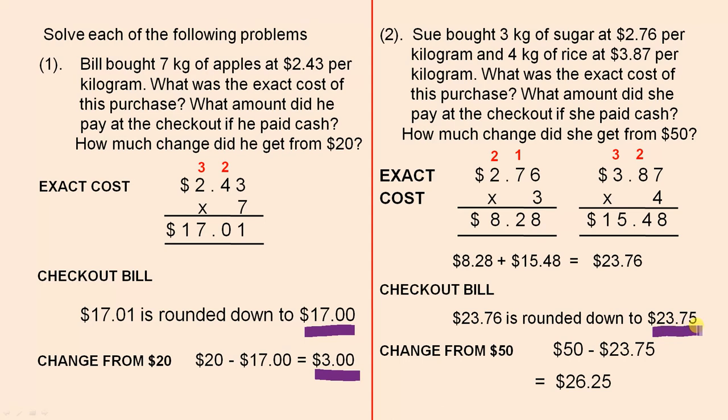Now, the change from $50 will be $50 minus, so you subtract $23.75. So the change is $26.25. So this video has shown us how we can round up or round down to the nearest 5 cents. That's when there are no 1 cent or 2 cent pieces in circulation.